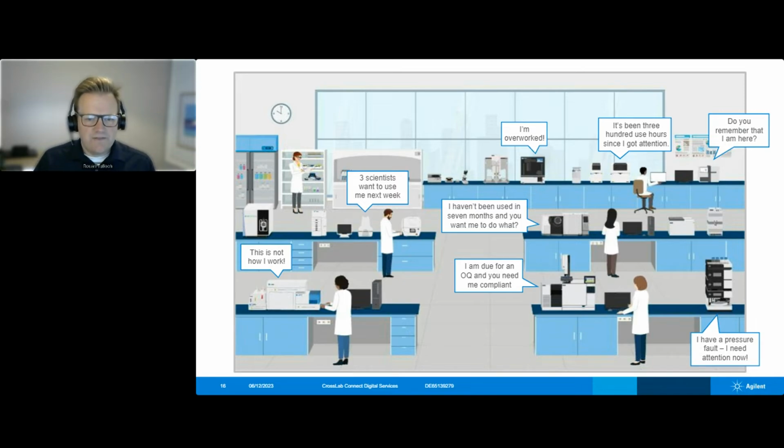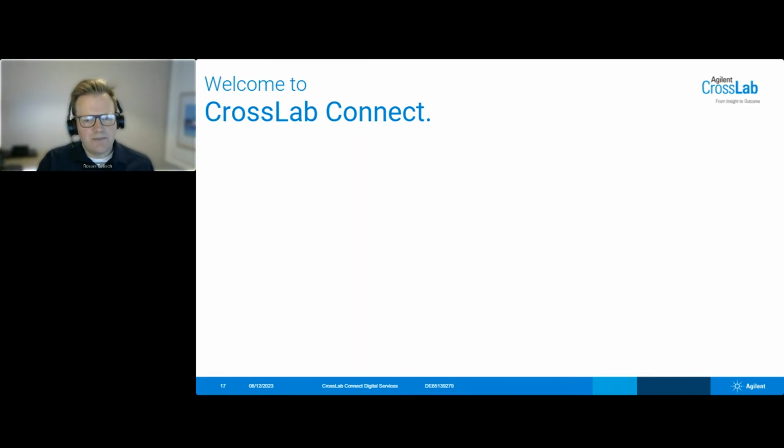We can't quite achieve that yet in the lab. Lab instruments are quite complex, and even if you have a lot of the same instruments, they might be running different applications. So there isn't sort of a key parameter that you can measure to tell you when to do that maintenance. But we've been working towards that goal, and we've developed a tool called CrossLab Connect.